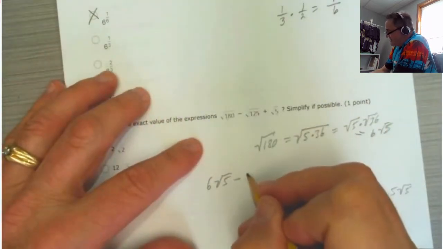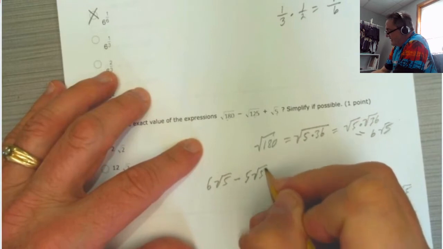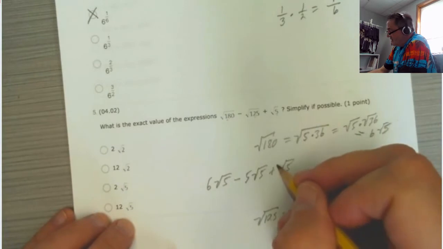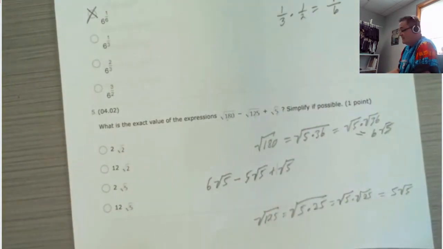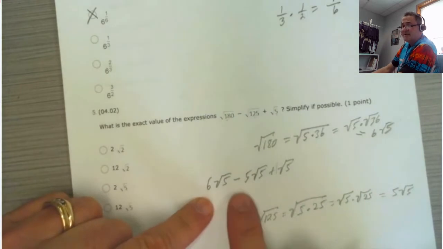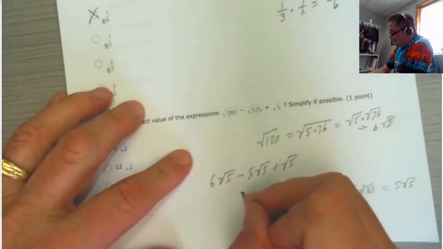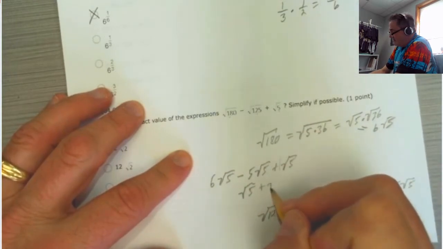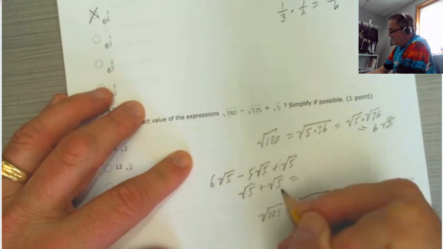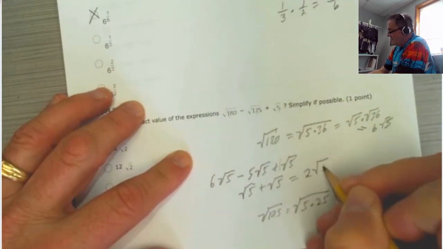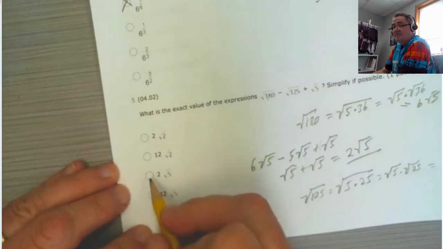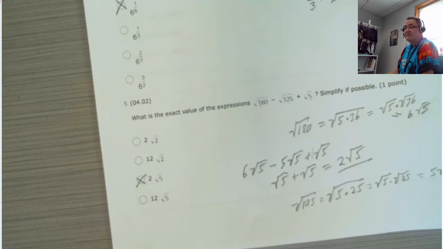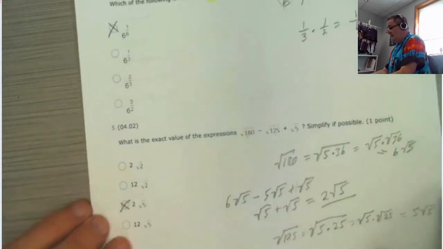So we have 6 square roots of 5 minus 5 square roots of 5 plus a square root of 5. And since there's no number up front, this is just like 1 square root of 5. So if we have 6 square roots of 5 and we're subtracting 5 square roots of 5, that just leaves a square root of 5. There's just one left. We subtracted 5 of them. And then we're going to add another one. So a square root of 5 plus a square root of 5 is 2 square roots of 5. We have 2 of them left over. That would be right there, 2 square roots of 5. So that's what that ends up being.